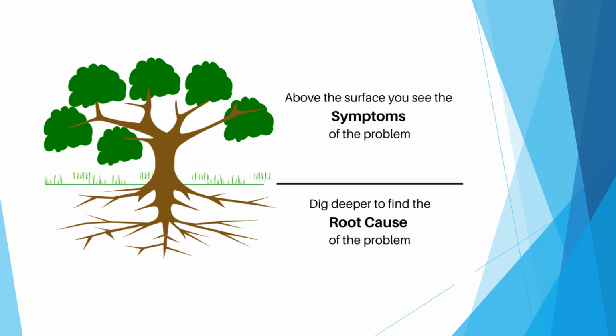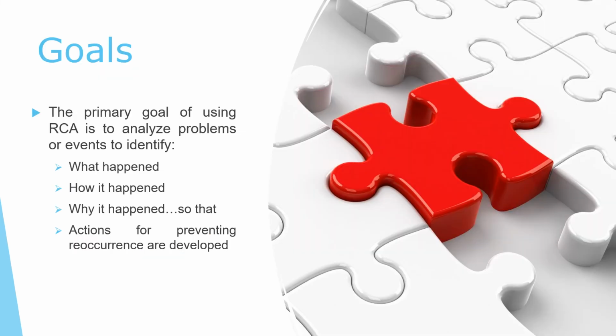if you remember the Titanic film, you can find above the sea level a small piece of ice, whereas under that you can find it's like a mountain. So above the surface you see the symptoms of the problems, whereas we go deeper to find the root cause. The goals of root cause analysis are to analyze problems or events, to identify what exactly happened, how it happened, and why it happened, so that actions for preventing its recurrence can be developed.